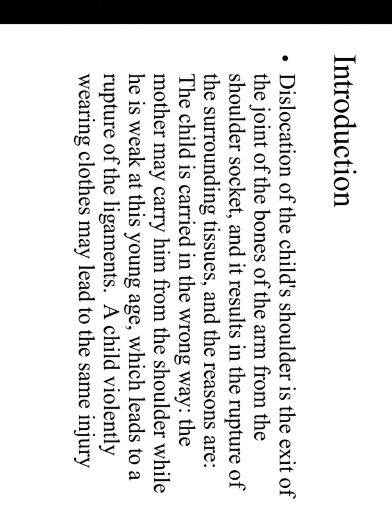Introduction. Dislocation of the child's shoulder is the exit of the joint of the arm bone from the shoulder socket, and it results in the rupture of the surrounding tissues. The reasons are that the child is carried in the wrong way. The mother may carry him from the shoulder while he is weak at this young age, which leads to rupture of the ligaments. A child being dressed violently may lead to the same.